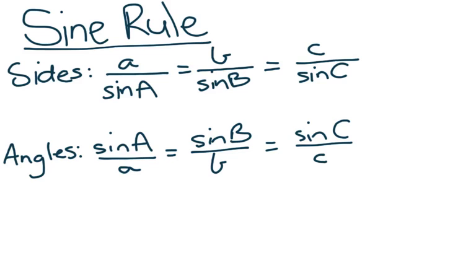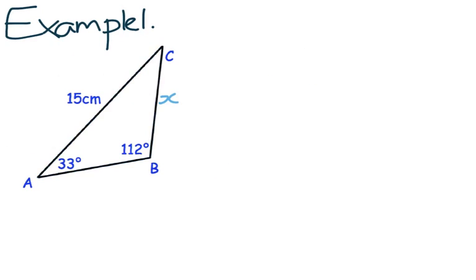So we've got the two different formulas. All it is, the angles one is just the reciprocal. We've just flipped them all upside down, and that is to be able to keep the unknown on the top and on the left. So first example, we have, like I always suggest, you label your sides first.